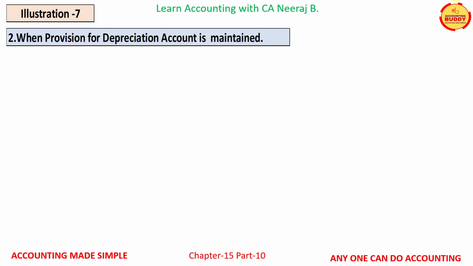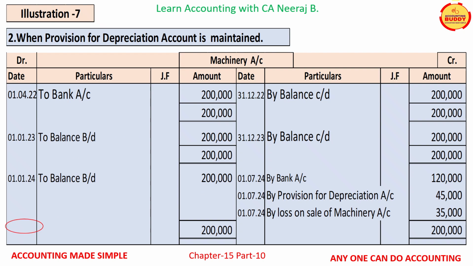Machinery ledger account, when the provision for depreciation is maintained, is displayed on your screens. On 1st of April 2022, a machinery worth $200,000 is purchased and posted on the debit side of the machinery account by writing the words to bank account under the particulars column.